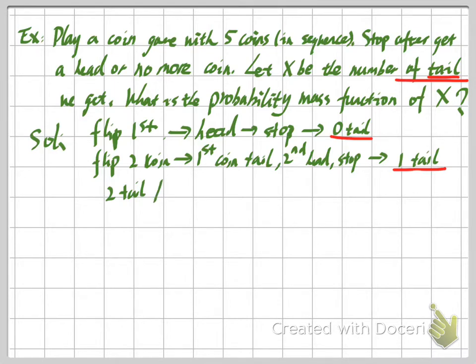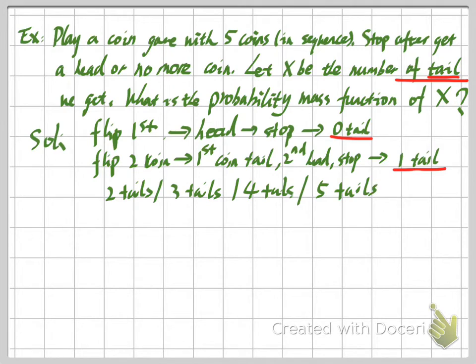And then we can also have the case where we get three tails. That means we flip in total 4 coins: tail, tail, tail, and a head. And also we can have 4 tails. That means we flip all of the 5 coins, but we get a head as the last one. And also the other case is 5 tails.